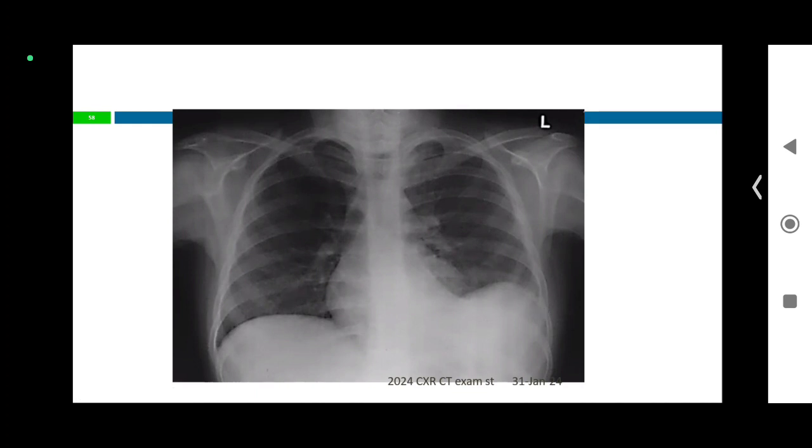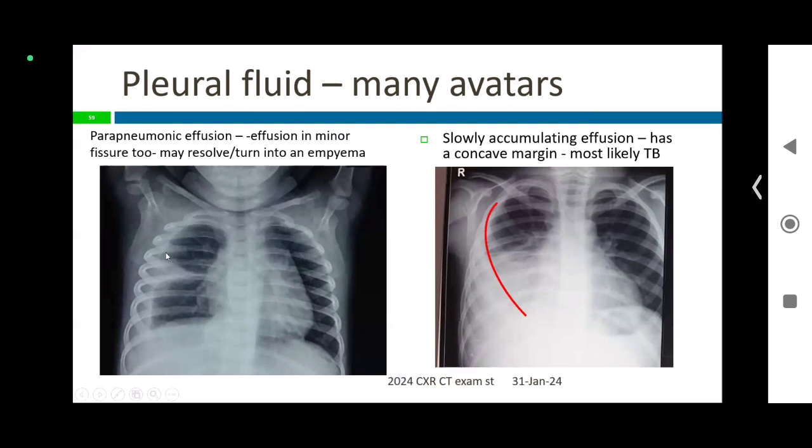This is a finding which you get in a dengue fever, sometimes in other volume overload too. And if you have a pneumonia, sometimes you will have a parapneumonic effusion. You have the fluid in the minor fissure and you have right pleural fluid. And if you have a tuberculous effusion, this is how you call it as an Ellis curve. It will be smallest in the axilla but largest near the diaphragm. So this is how a slowly accumulating effusion in the pleural space appears.